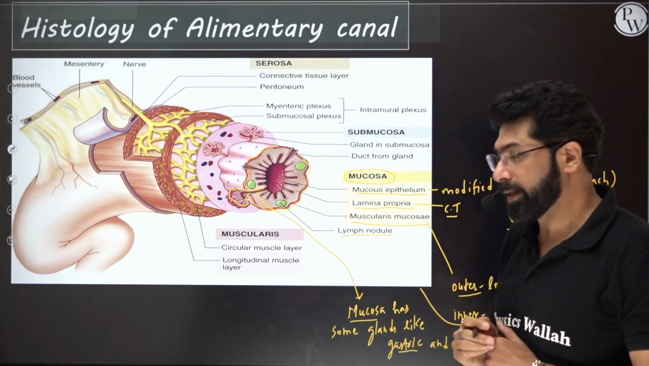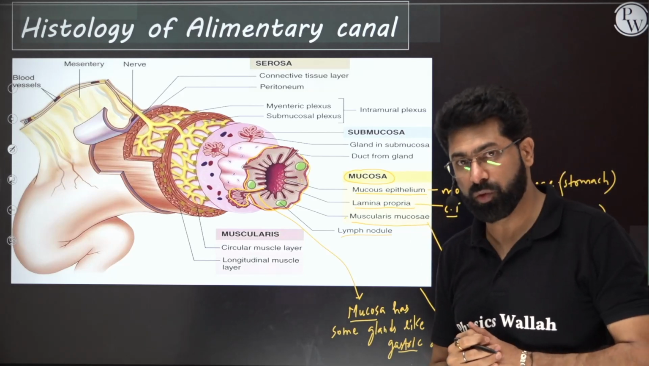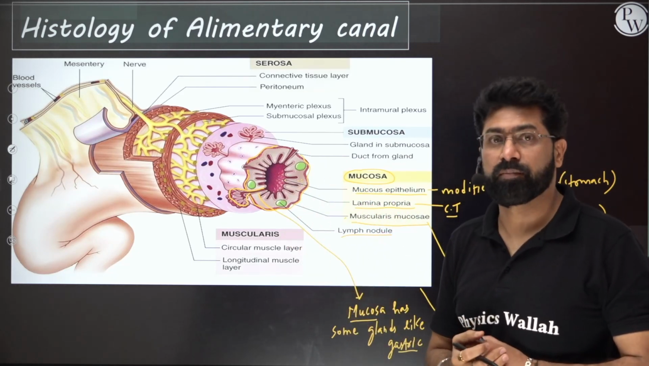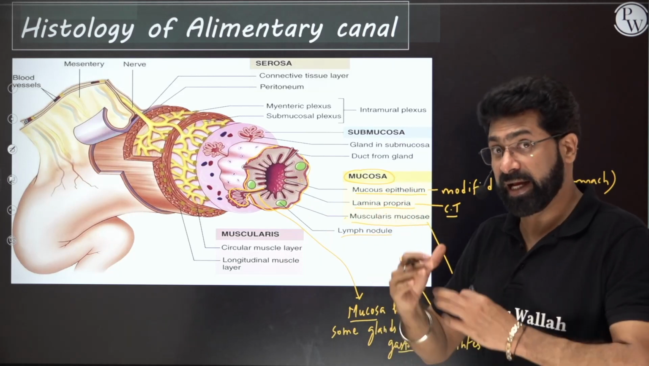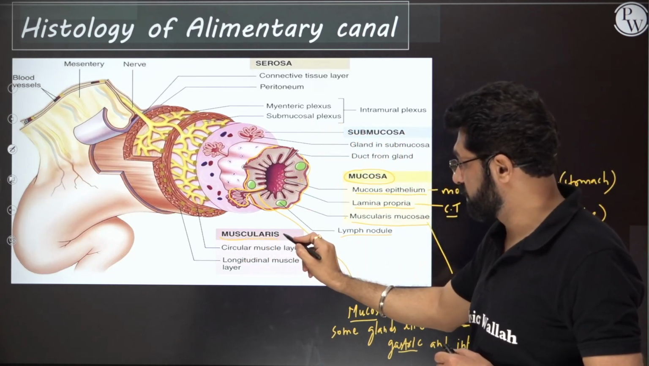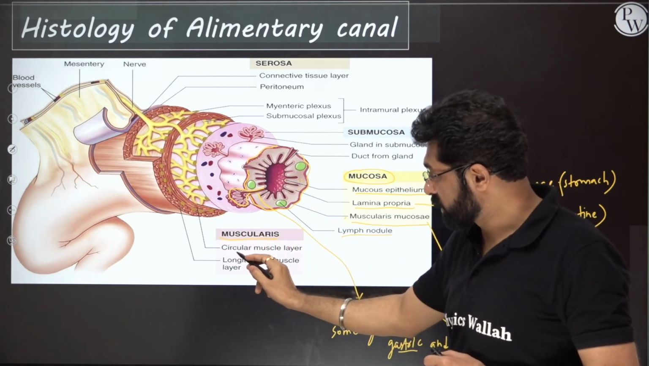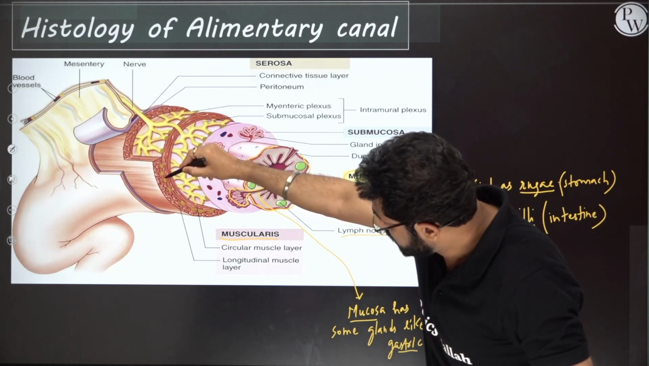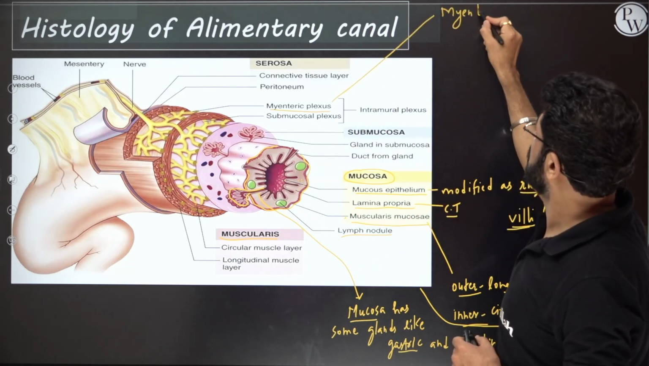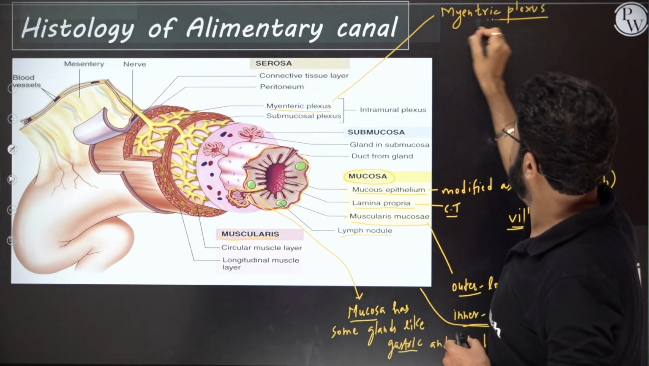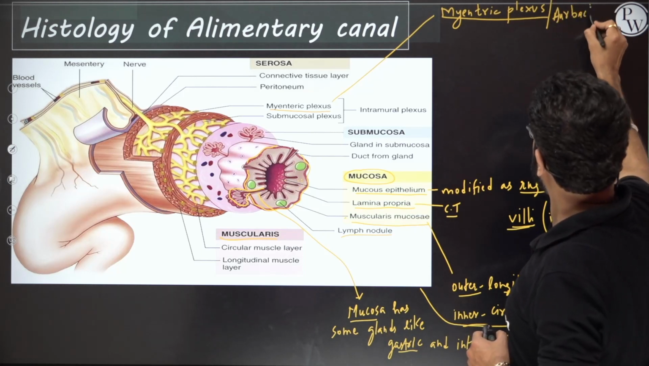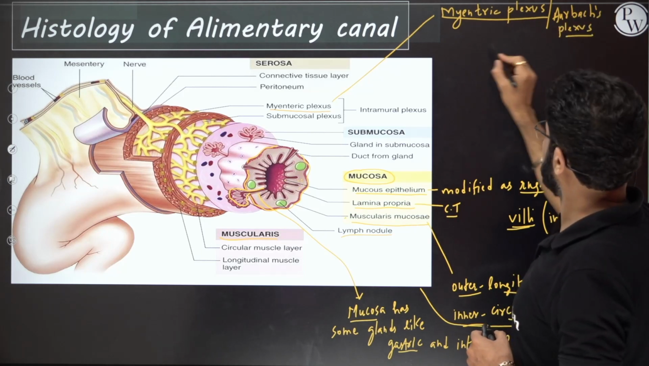Now, one very important point you should know: between the circular muscle and the longitudinal muscle of the external muscle layer, that is the muscularis externa, you can see some plexus. This plexus is called the myenteric plexus. This myenteric plexus is very important to understand. It is also called Auerbach's plexus.